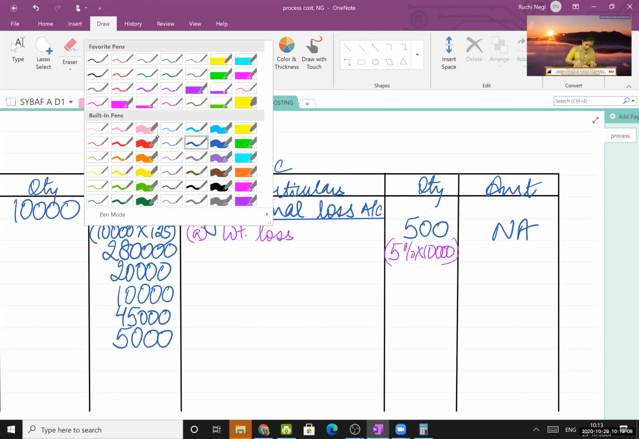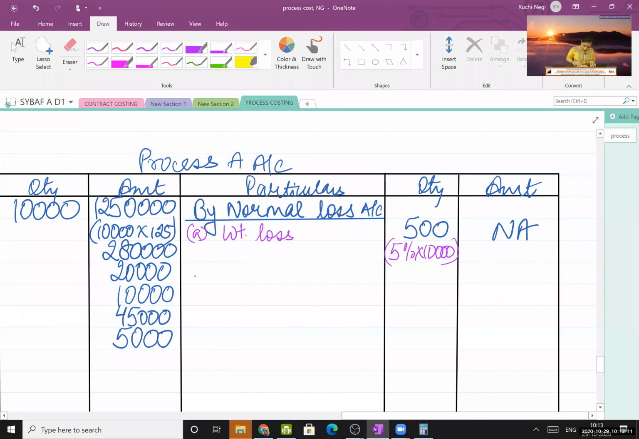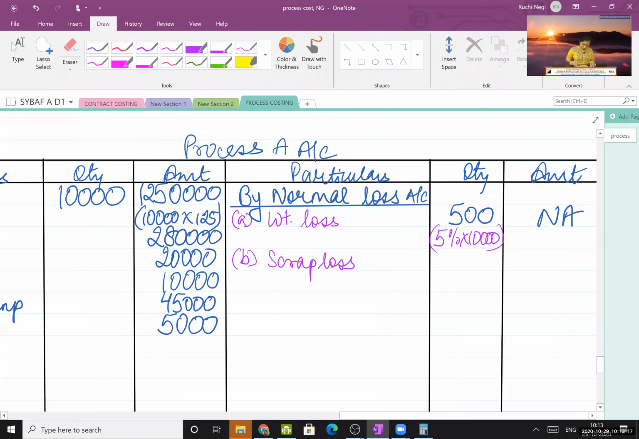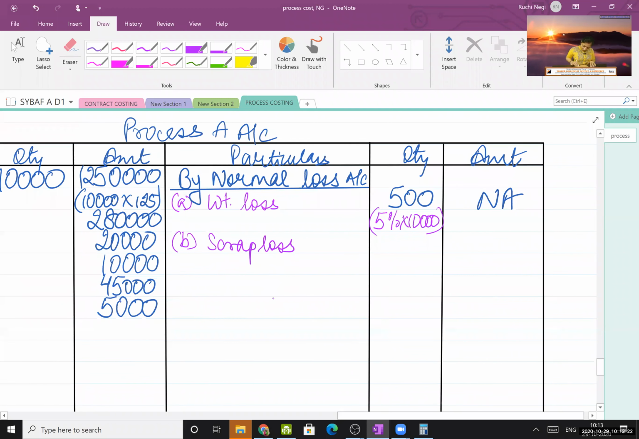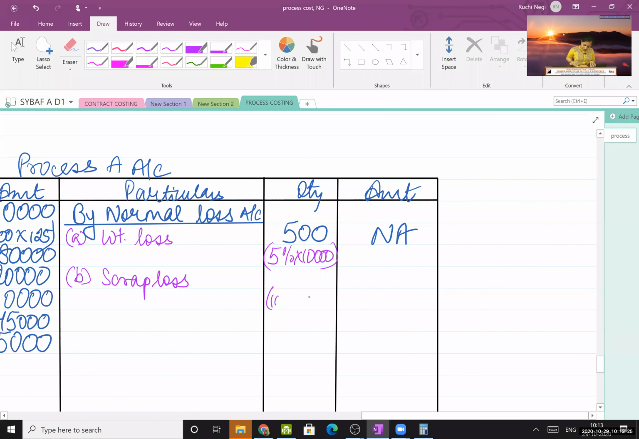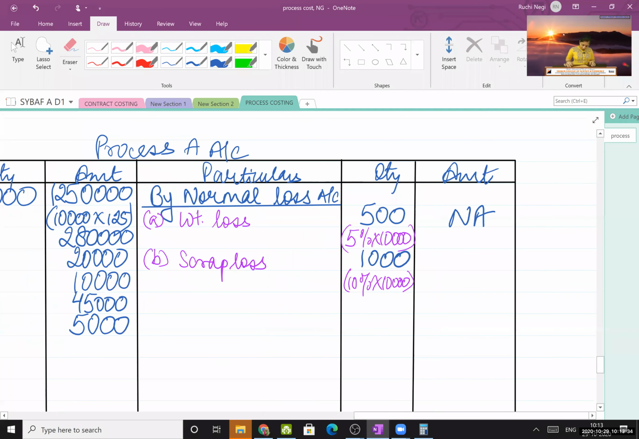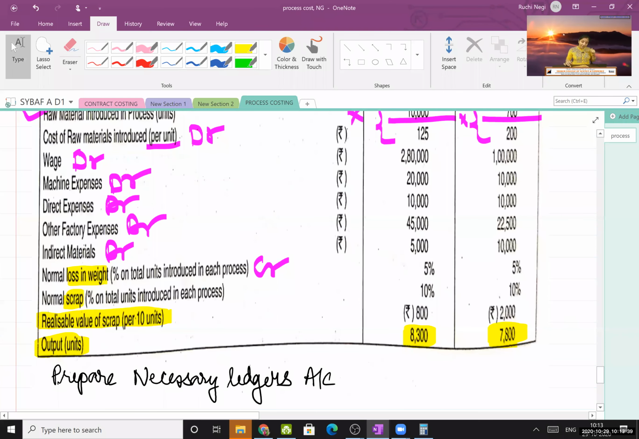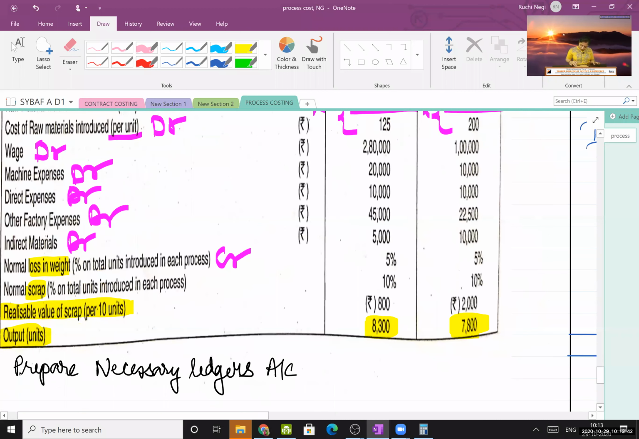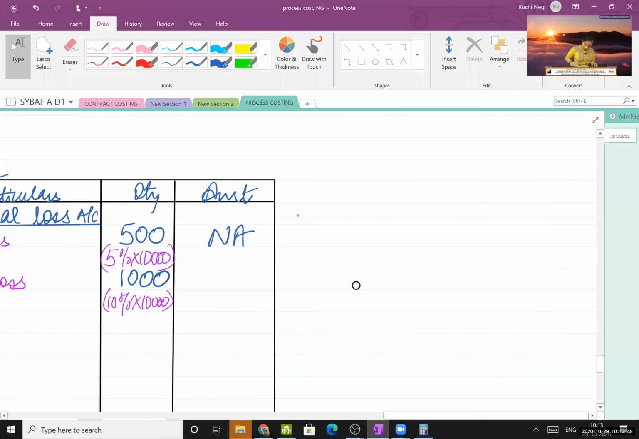Okay. Next. Scrap loss. Scrap loss कितना है? 10%. Same. 10% of 10,000, raw material input quantity. कितना होगा? 1,000. So right here 1,000. At what price it is sold? 800 पर 10 यूनिट्स, बट मुझे तो 1 यूनिट का हिसाब चाहिए ना, तो मेरे को इसको convert करना पड़ेगा. So I'm doing the conversion here. I'm writing here working note.